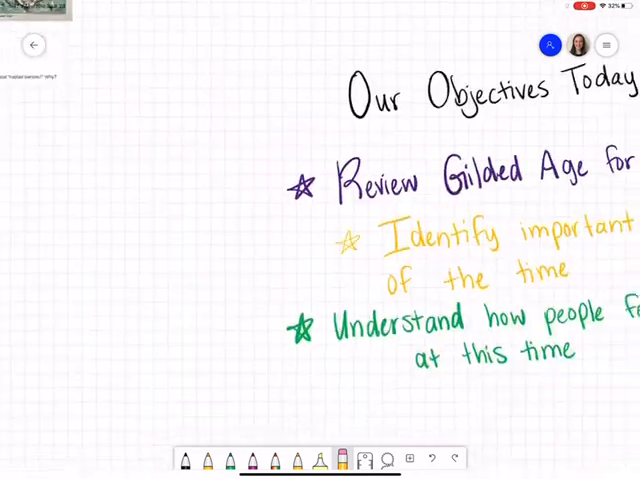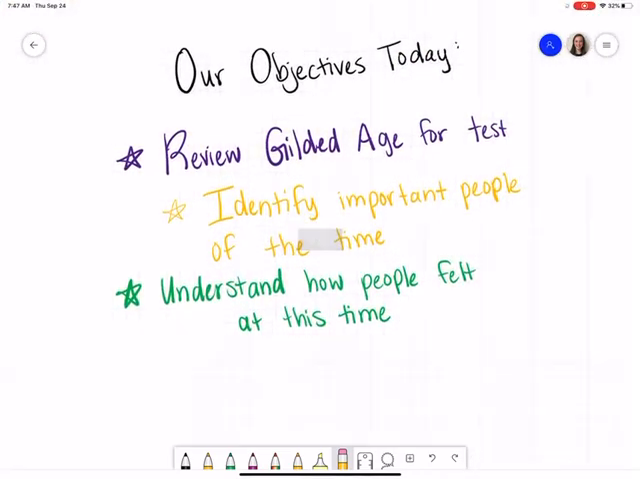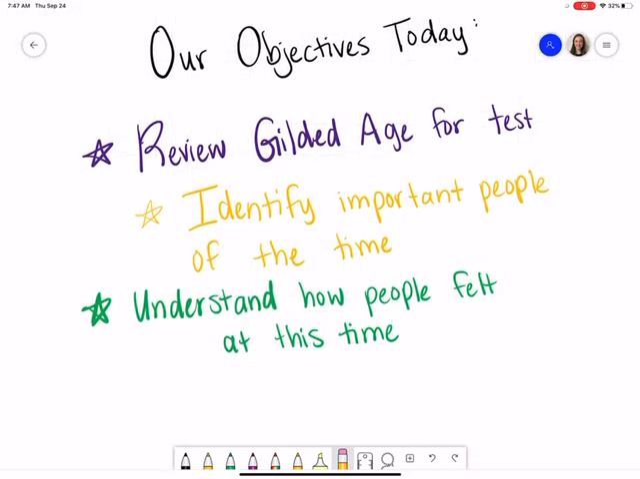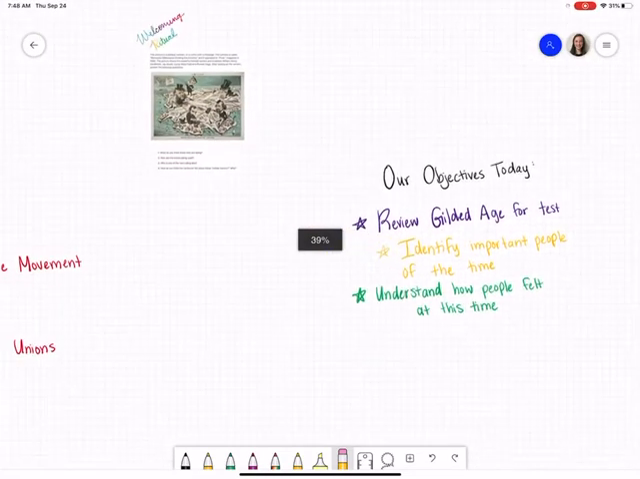Okay, so we're going to go over our objectives for today. Here are our 3 objectives. Our first one is to review the Gilded Age for our test tomorrow. So that's what we reviewed this week. If you are not sure about some of the things that we talk about today, you need to go back and review. We're going to identify important people of the time and understand how people felt at this time.